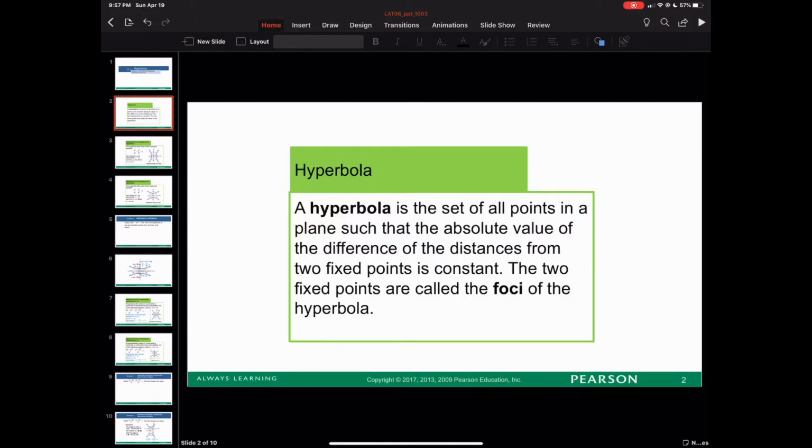So a hyperbola is the set of all points on a plane such that the absolute value of the difference of the distance from two fixed points is constant. The two fixed points are called the foci of the hyperbola. The way that I look at hyperbolas is basically two parabolas, per se, going in opposite directions. Either they're going up and down or they're going left and right. All right.